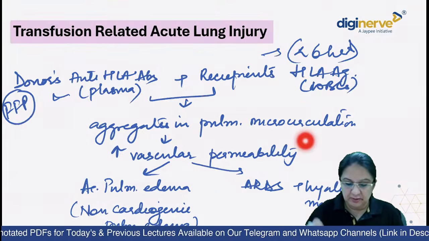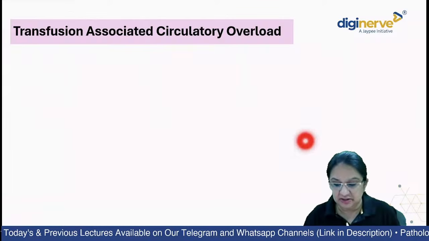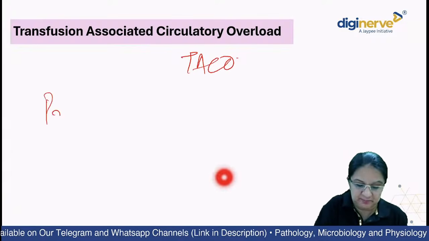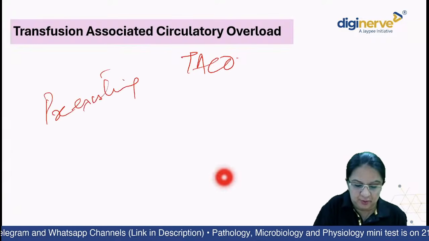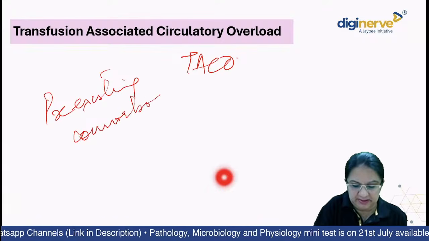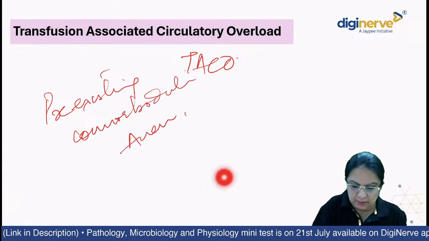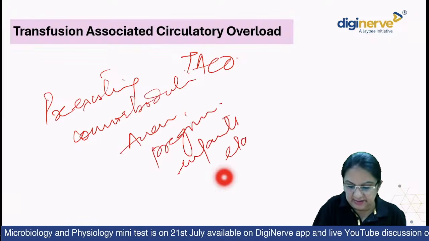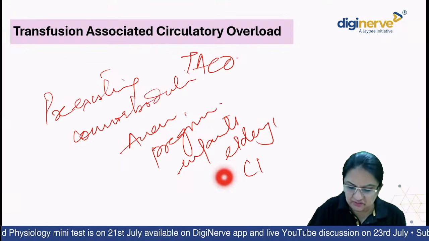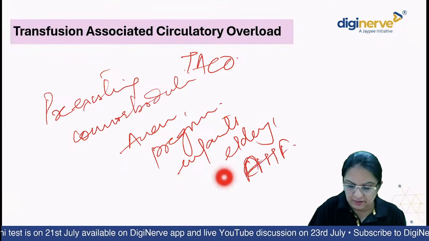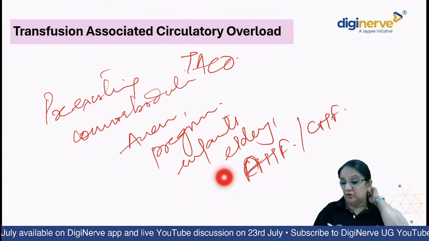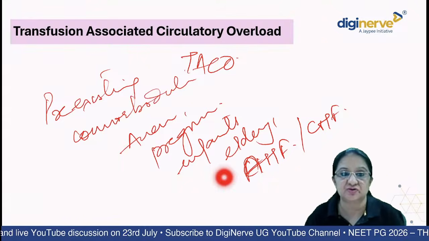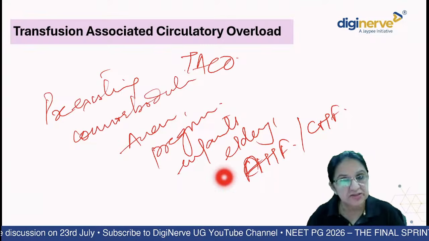All right. Now, transfusion associated circulatory overload or TACO. This is basically because of pre-existing comorbidities. What comorbidities? Anemia, usually seen in pregnancy, infants, elderly, or patients of acute heart failure or chronic heart failure, where the circulation is already overloaded and we give a blood transfusion. So there is transfusion associated circulatory overload.